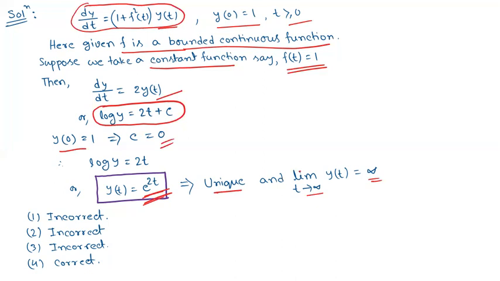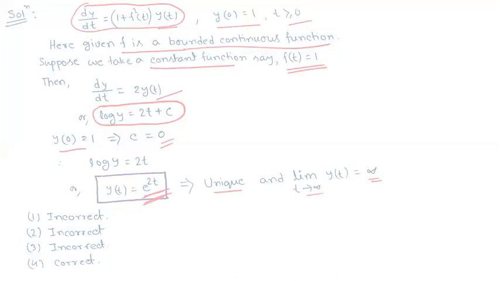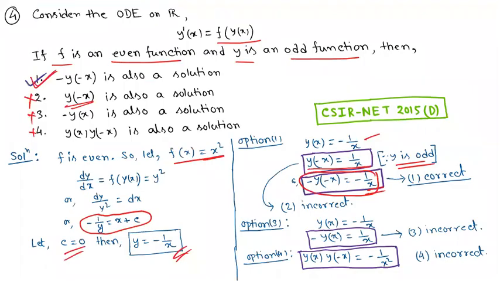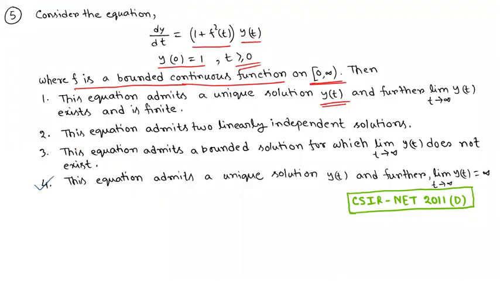In option 1, the equation admits a unique solution and further the limit as t tends to infinity of y(t) exists, but the limit of y(t) is equal to infinity, so option 1 is incorrect.